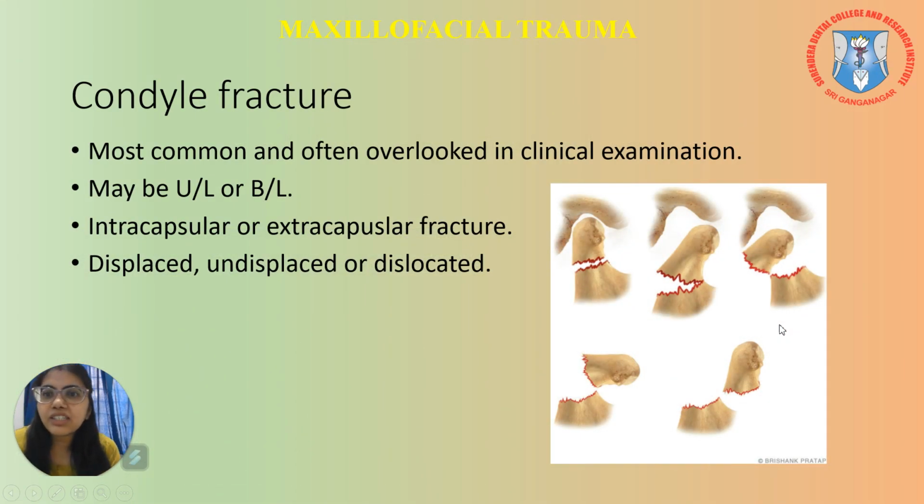Condylar fracture is most common and often overlooked in clinical examination. It can be either unilateral or bilateral, that is either on a single side or on both sides. It can be either intracapsular or extracapsular. Intracapsular fracture is up to the condylar head and extracapsular fracture is up to the condylar neck. It can be displaced, undisplaced, which we can see in the picture, or dislocated.